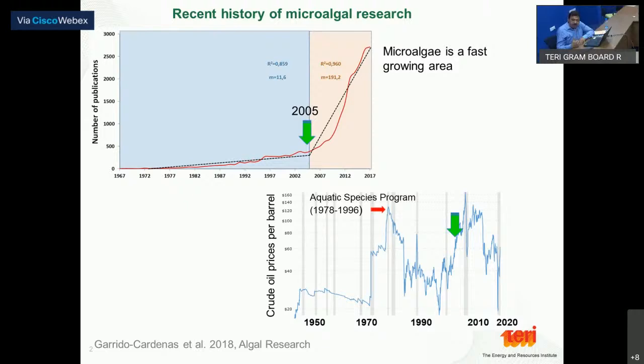There was an Aquatic Species Program, which was a project led by the National Renewable Energy Laboratory in the US and funded by the Department of Energy. It was started in the 1970s, when the oil price increased so high, and they tried to find algal species that could be used for biofuel production. If you see the report from the Aquatic Species Program, I would say that was a huge success. They found a lot of species at that time.